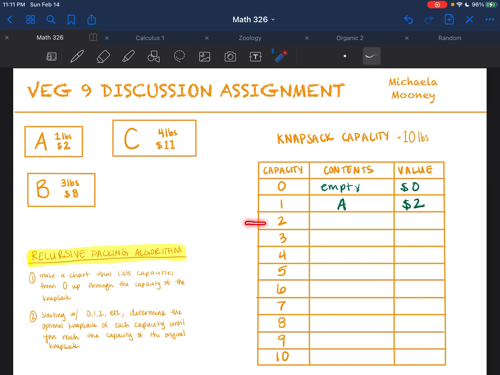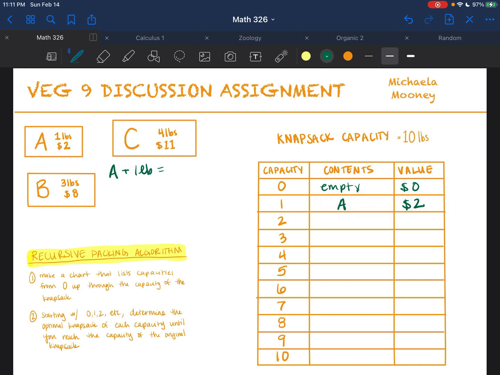So if we have a capacity of 2, we're going to start with A. We're always going to go in alphabetical order, like ABC, just so it's easier for us to keep track. A weighs 1 pound, so if we add 1 pound to our 2-pound knapsack, that means we are going to have 1 pound left over to fill. And we want to look at our 1 pound optimal capacity to fill that extra 1 pound. And what is that? Oh, look, it's on our list. It is A, worth $2.